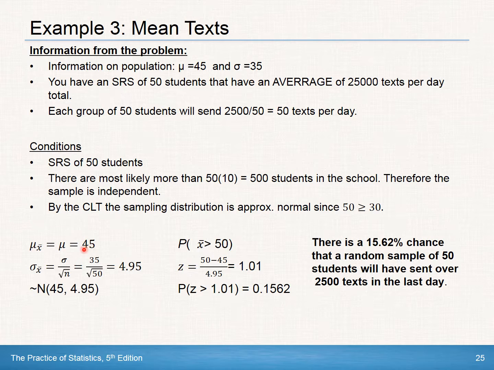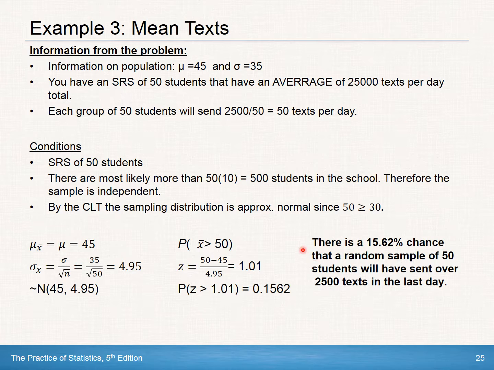Mean is 45, standard deviation is 4.95, because you're taking your standard deviation of 35 divided by the square root of your sample size. Make sure you include that x bar. Okay, what do we want? We want the probability that x bar is greater than 50. X bar, not x. Z-score, sample minus your mean divided by your standard deviation, is 1.01. Understand that this is the standard deviation from your sampling distribution, not the 35, because I'm specifically looking at the sampling distribution here. The probability that z is greater than 1.01 is 0.1562.